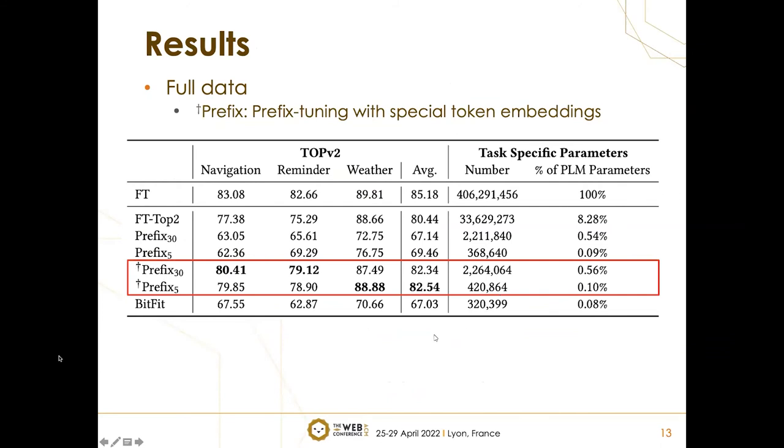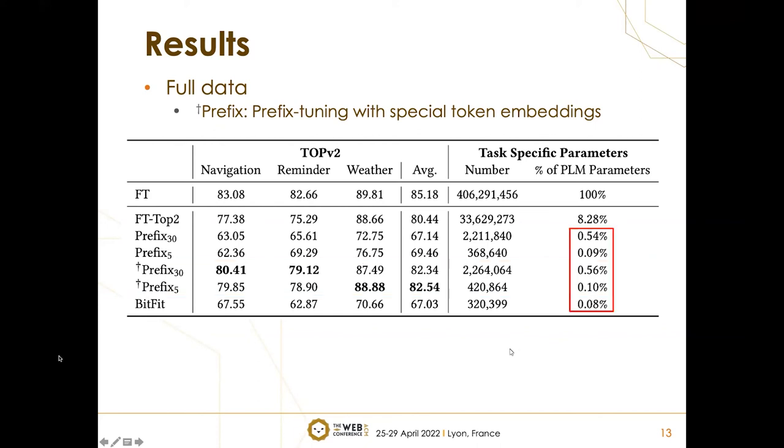And here are the results with special token embeddings. This is the full data. For the full data, we can see that with special token embeddings, the performance of prefix tuning can improve dramatically. The performance of prefix tuning with special token embeddings is now comparable with full fine-tuning, while tuning only about 0.1% of the total parameters. That's an order of magnitude reduction in the parameters that need to be stored for each task.